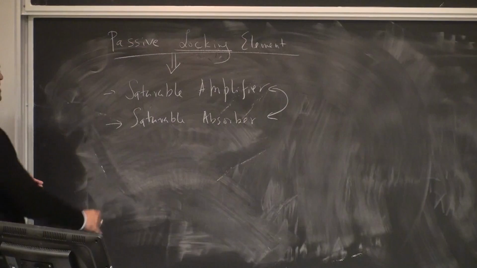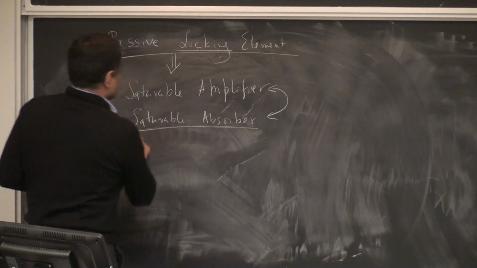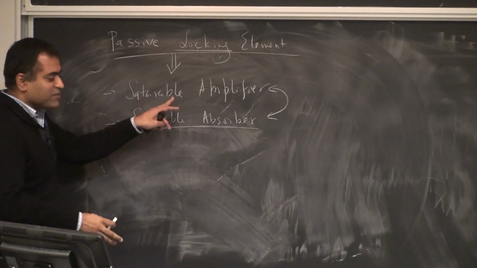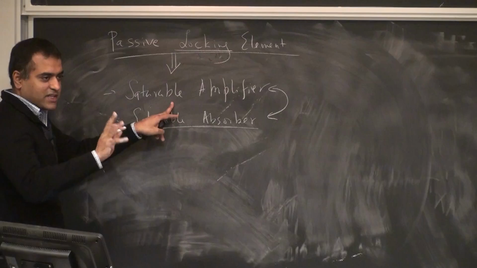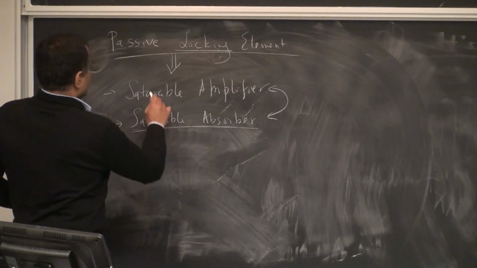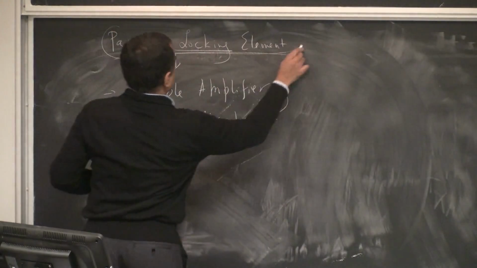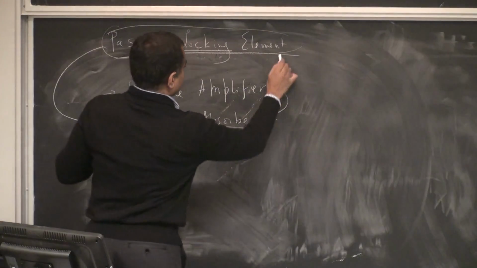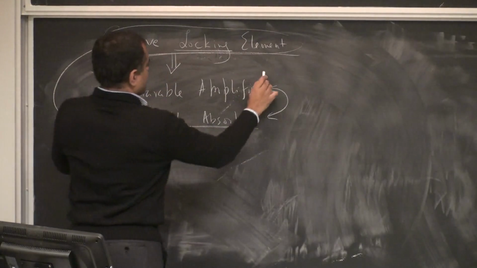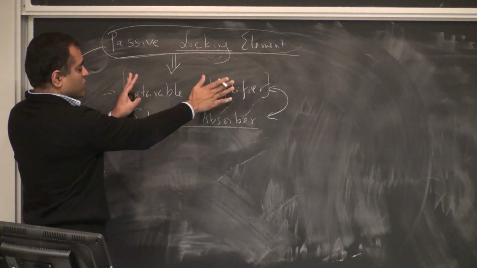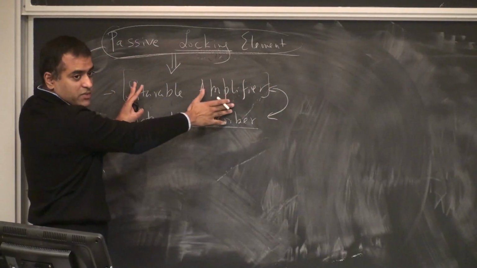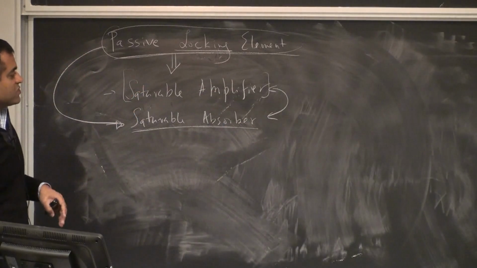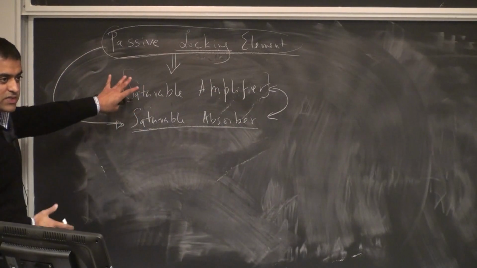Actually, let me put it this way. Saturable absorber is clearly a passive element, and I think you can see right away that you cannot get an amplifier which is passive. That's not possible. So the saturable absorber is indeed a passive locking element. Saturable amplifier, even if you don't want to lock your laser, it's fine. You can use a saturable amplifier regardless, whether you want to make a laser or you just want to amplify some light. You can always use it.